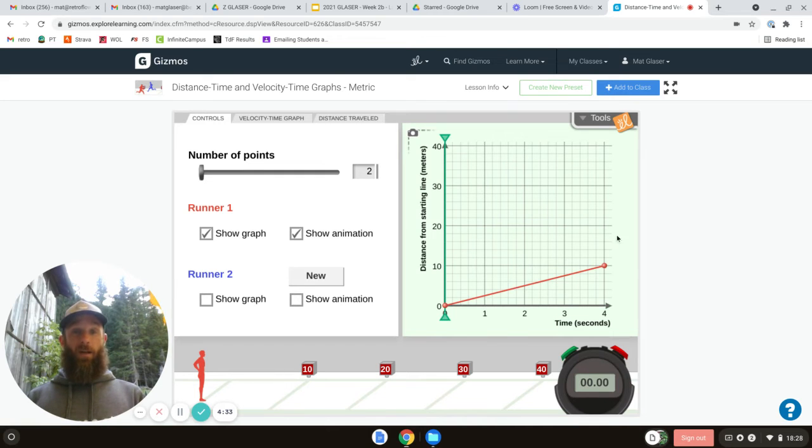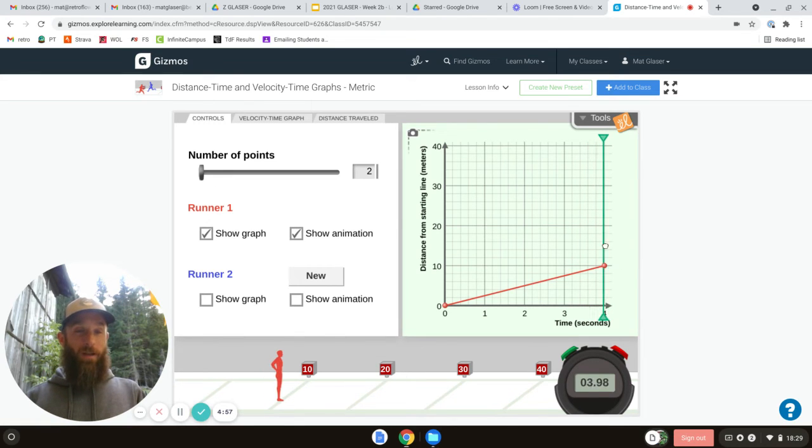So what this is saying now is here, the runner at the end of 4 seconds got to 40 meters. It's very fast, by the way. Here at the end of 4 seconds, the runner, if you go across, only gets to 10 meters. So let's play that and see what happens. Oh, that is a slow runner. That looks like they're running through molasses or something, right?